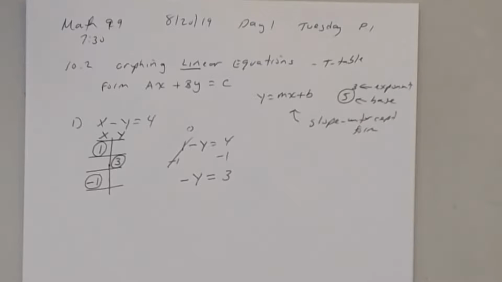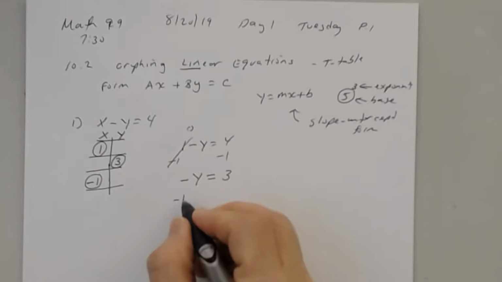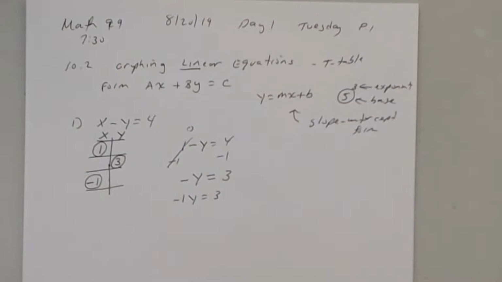Negative y is the same thing as being written as what? Negative 1y. So I get negative 1y equal 3. So it's a good idea for some of you to write it as negative 1y. Now, the negative 1, remember, is called the coefficient. The coefficient is the number you're multiplying the variable by. So right now, what's the coefficient of y?